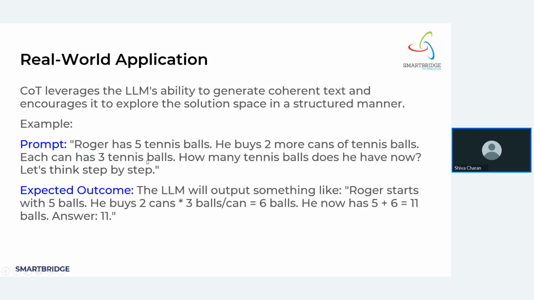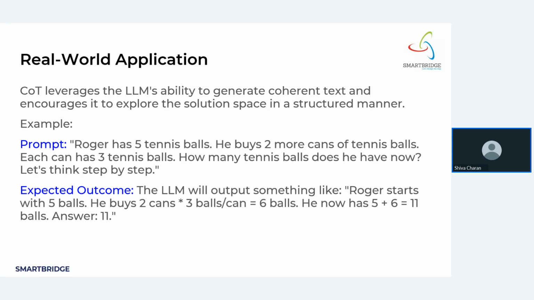So this is the real world application. See the example. What it is saying: Roger has 5 tennis balls. He buys 2 more cans of tennis balls, and each can has 3 tennis balls. How many tennis balls does he have now? So let's think step by step.